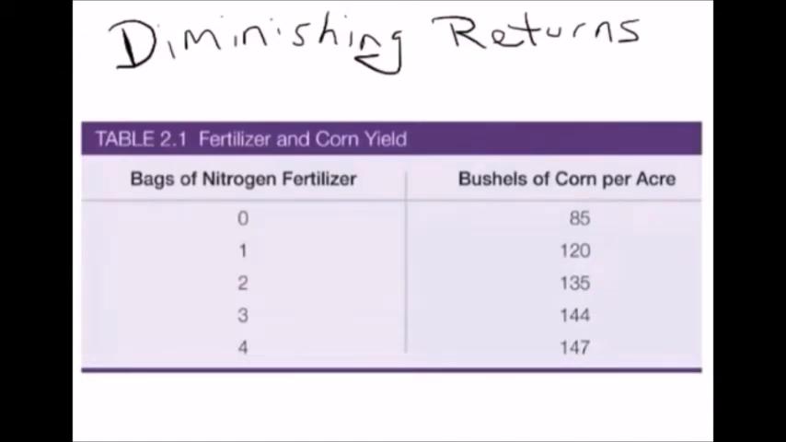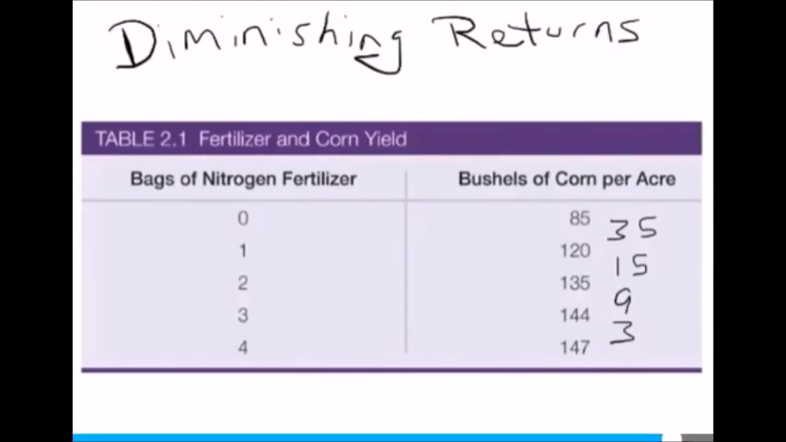The initial increase here is an increase of 35 bushels. Now we've got an increase of 15 bushels from the first to the second. If we look at the increase from the second to the third bag, our increase is only going to be 9 bushels of corn per acre. And then when we move from the third to the fourth, we can see that there's an increase of output, but the increase is only 3 bushels of corn per acre.